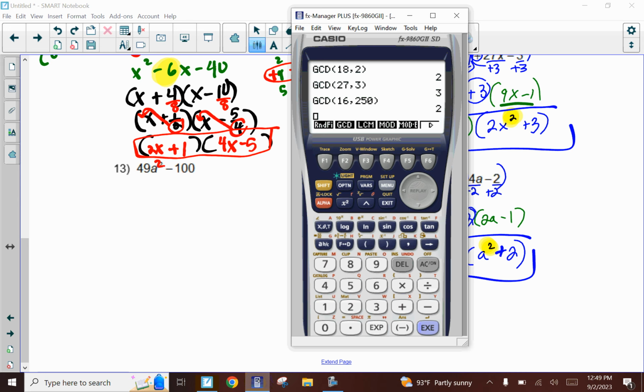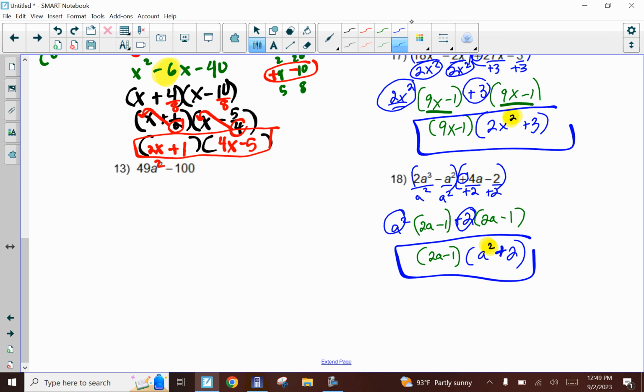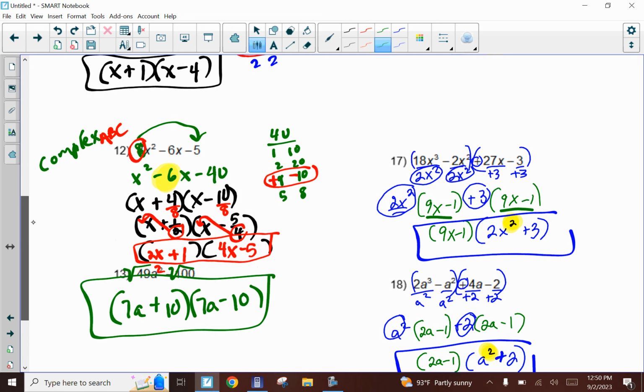Just real quick, I want to double check, make sure that there's no GCF between 49 and 100. And there isn't, because if I divide by 1, it doesn't really do anything. So that means I can square root them. Square root of 49 is 7. Square root of a squared is just a. And then the square root of 100 is 10. So we're going to get those matching parentheses again, 7a and 10, and 7a and 10. So then one's a plus and one's a minus. That's our answer.